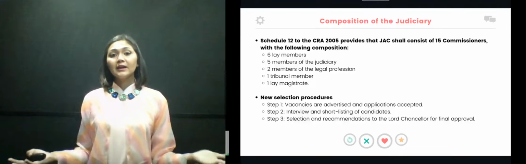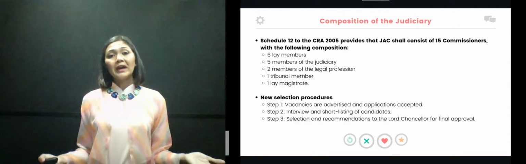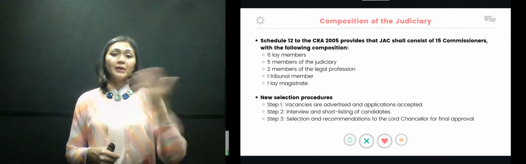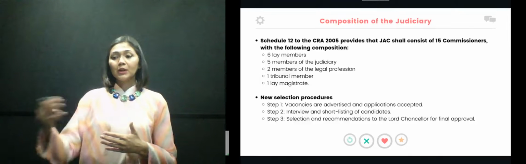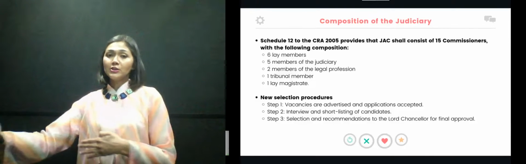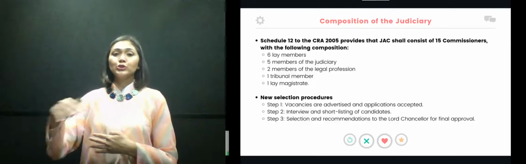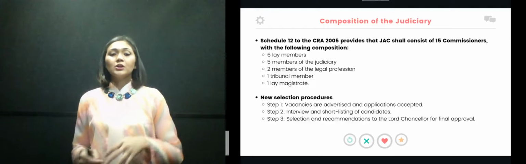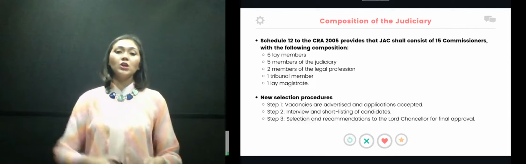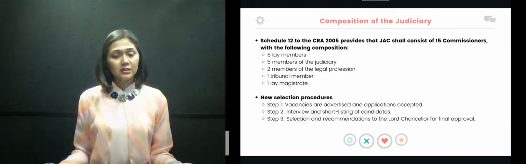Vacancies are advertised. It's no longer made secretly, so any person who's interested can make an application. There will be an interview, and depending on how successful the interview is, together with the experience written in the resume, the JAC will shortlist the candidates. Once everything has been shortlisted, they can recommend it to the Lord Chancellor for final approval. So it's a very simple step.